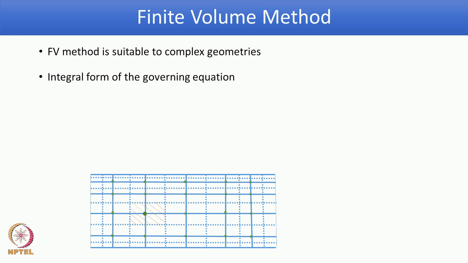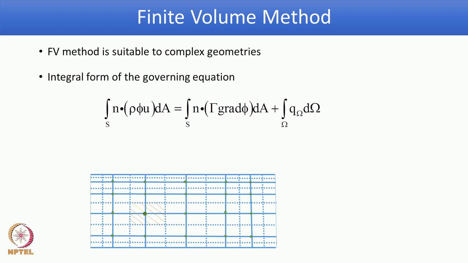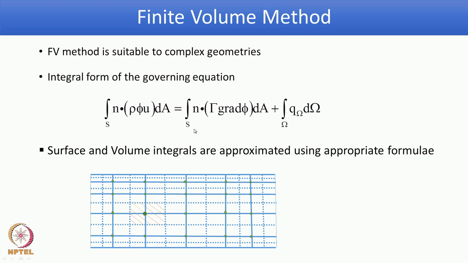In finite volume formulation, we use the integral form of the governing equation, and it is given as the integral over the surface of the flux for a particular surface, equal to the first term on the right hand side for diffusion, and the second term on the right hand side for all the source terms accounted. This is integrated over the volume and this is integrated over the surface. Now, when we are writing the finite volume formulation, the surface integrals as well as volume integrals are approximated using appropriate formulas, and we are going to see them in detail in subsequent lectures.